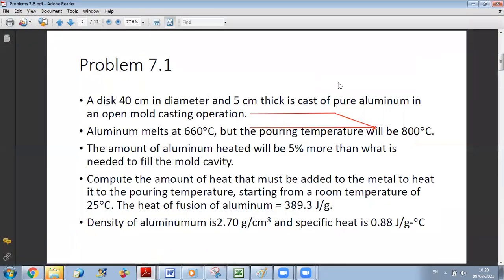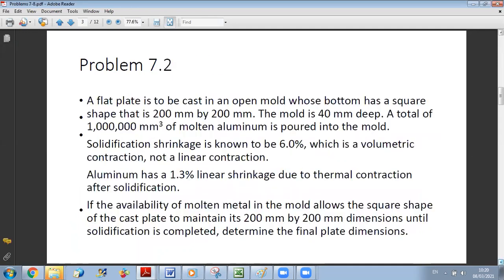Okay. Now, going back to the problems, a disc of 40 centimeter in diameter and 5 centimeter. Oh, no, not this one. Okay. A flat plate is to be cast in an open mold whose bottom has a square shape that is 200 millimeter by 200 millimeter. The mold is 40 millimeter deep. A total of 1 million cubic millimeter of molten aluminum is poured into the mold. The solidification shrinkage is known to be 6%, which is a volumetric contraction, not a linear one.